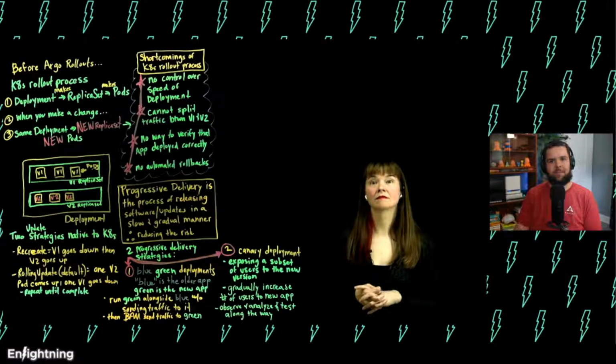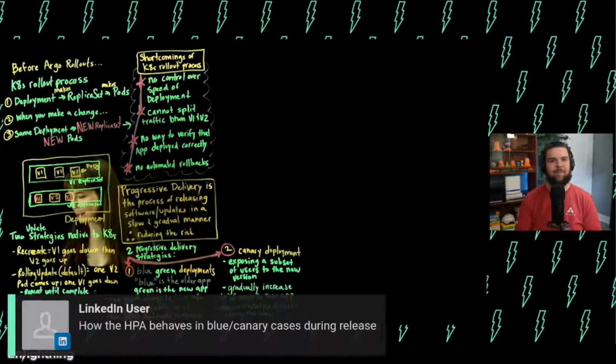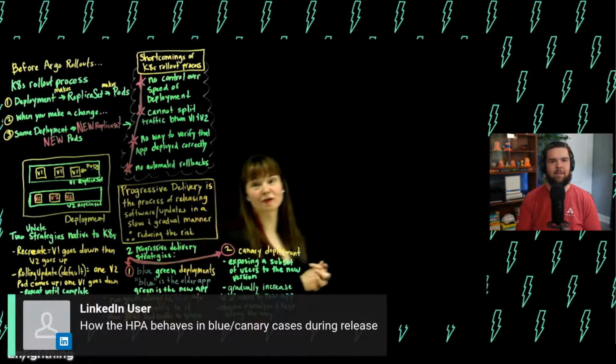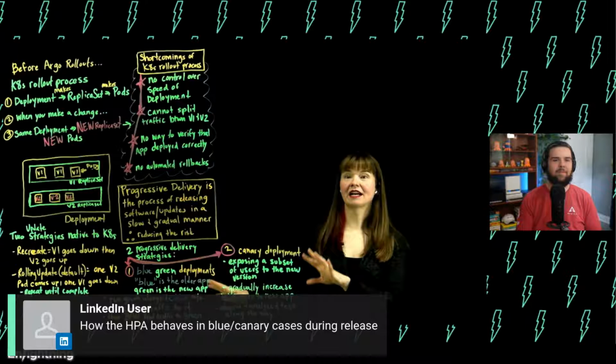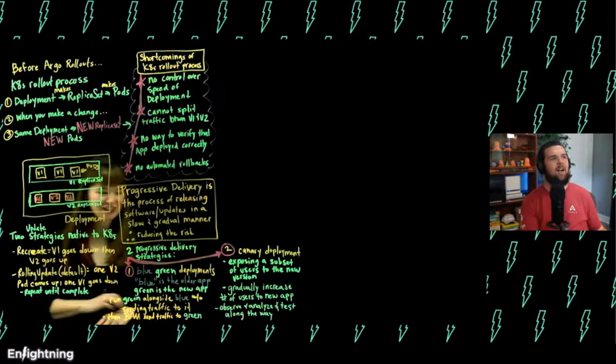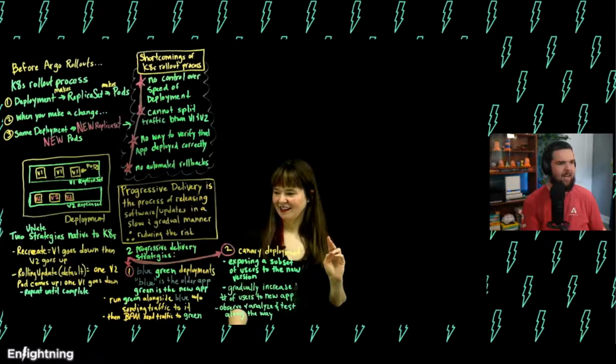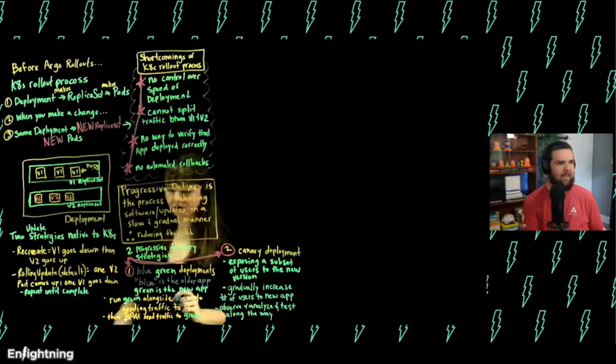Okay. We have a question. How does the horizontal pod autoscaler behave in these two different types of deployments? Progressive delivery strategies. I am not certain, honestly. I'm pretty sure that it.